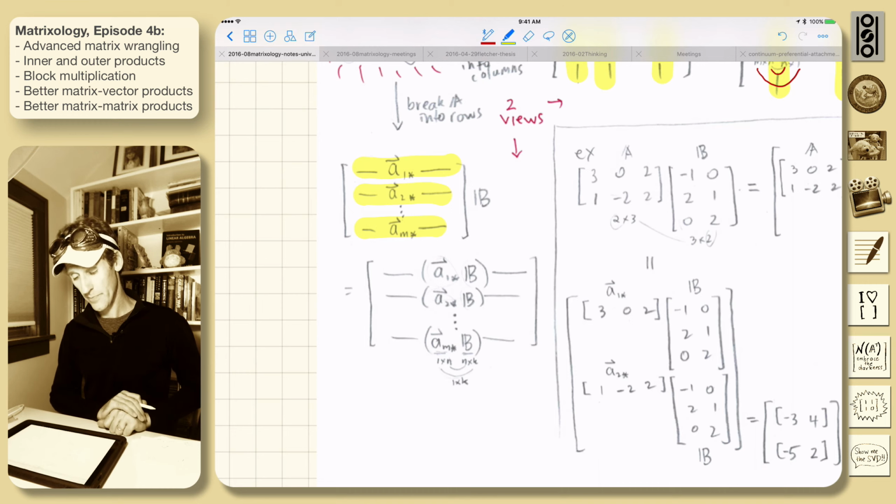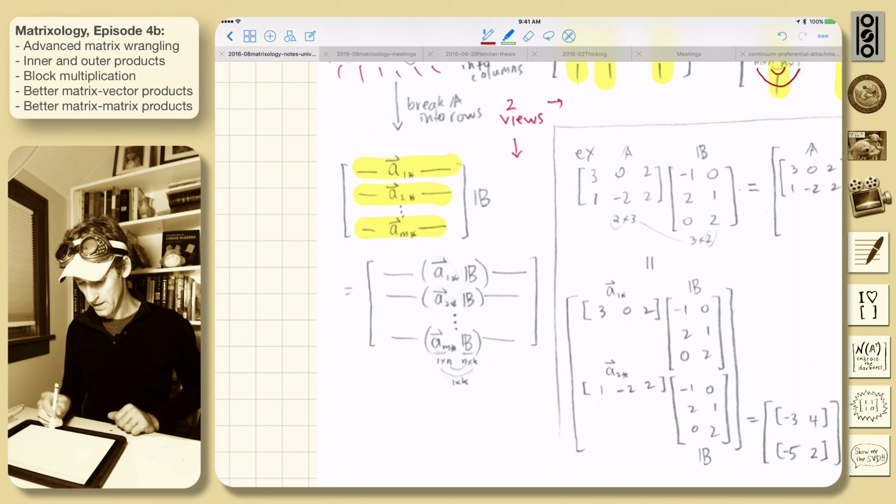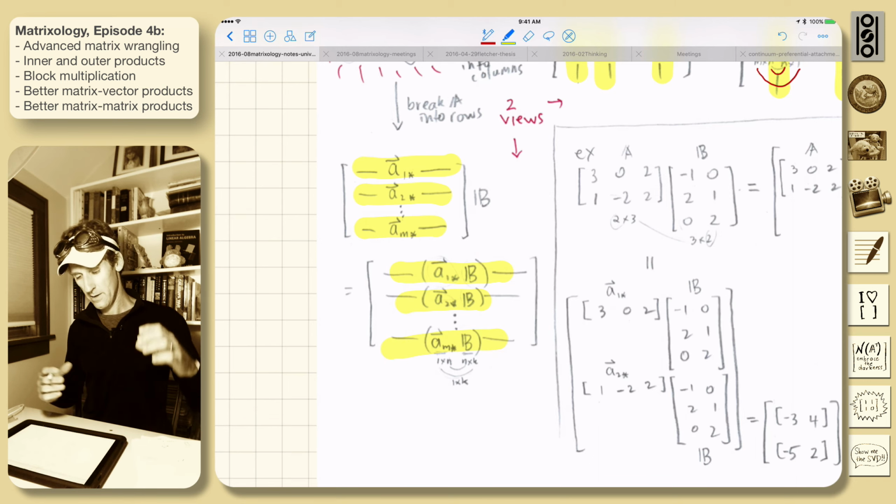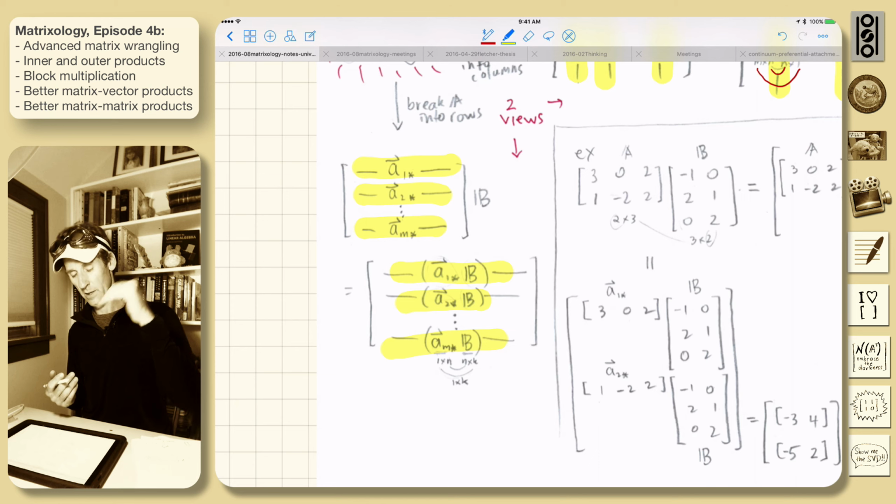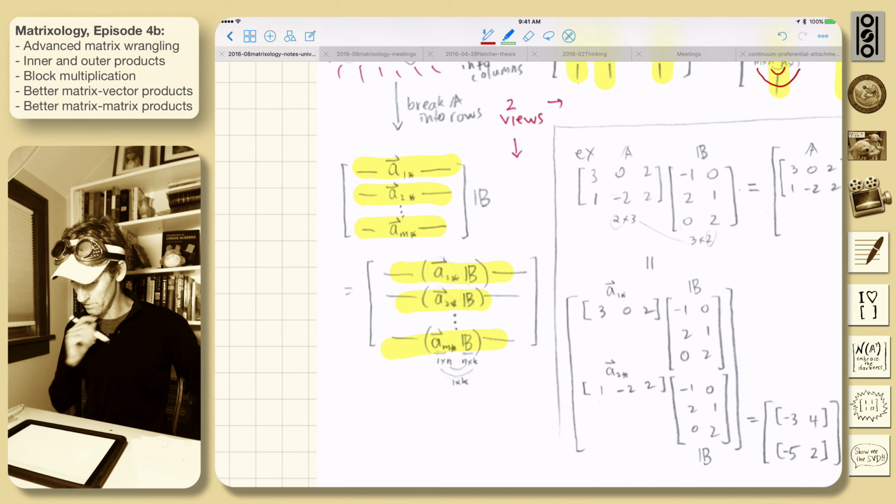And if we go down in this direction, we're going to make row vectors. Right? We'll break A into its row vectors, and we get that same kind of structure that we had before, right? So that it's A times B. It's A's row vectors times B, right? And they end up in the rows over here.